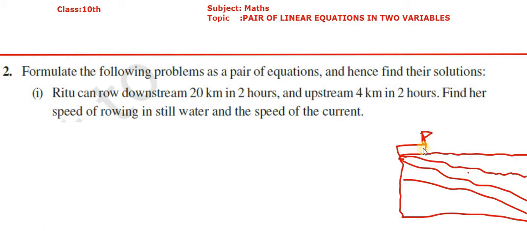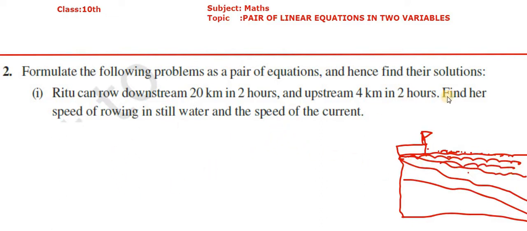When there is a down, any vehicle will move without much effort, and when there is an up, we need to put in some effort to move forward. So here we need to find how the boat is moving in still water. Still water means only the water, and water current means the water is flowing with some energy.